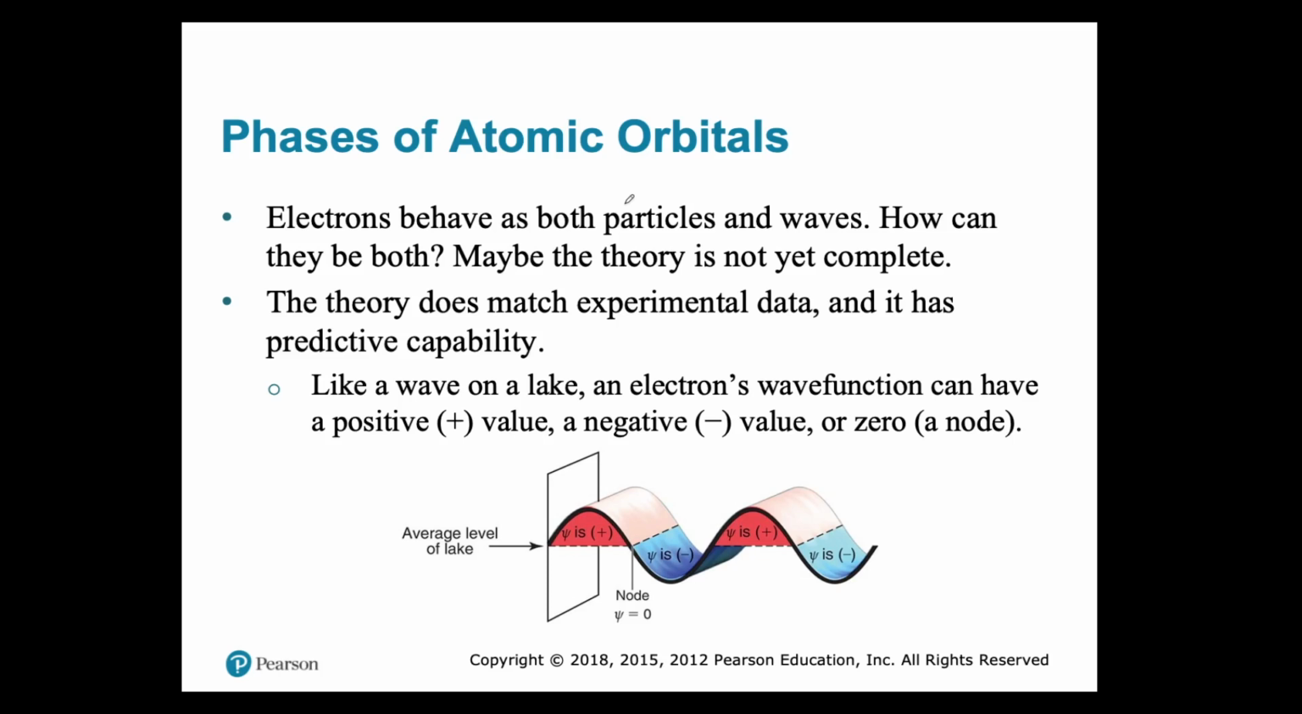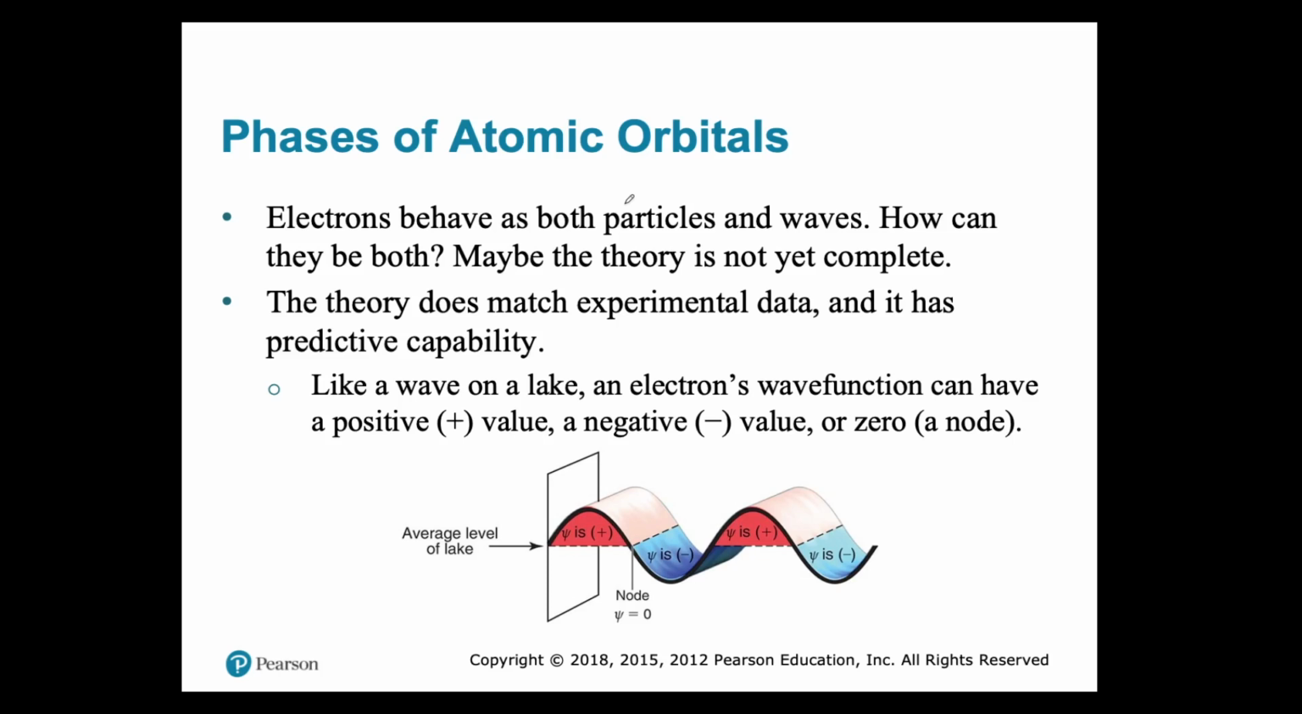The important thing to note, though, is that the 0 mark on the y-axis is called a node. That's where we are sure that there are no electrons present, okay? That's called a node.